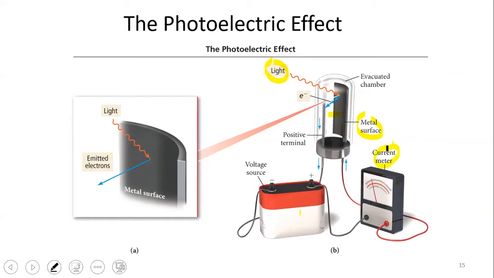So essentially, because of the vacuum between the metal and the other terminal, there is no current. However, when you shine light on this metal, we start seeing the formation of a current. You can see here where the dial is registering that there's a current. In the zoomed picture, you can see that the light is transmitting energy and causing electrons on the surface of the metal to be ejected.